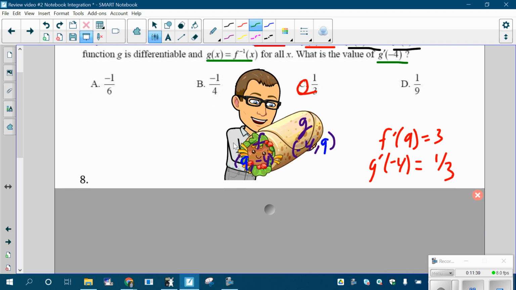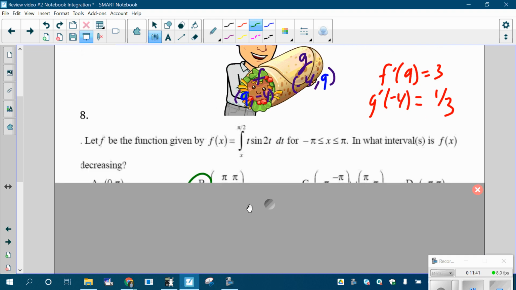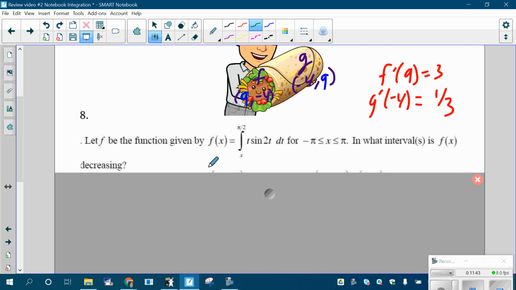Cool. Buddy points. Check, check, check. Cool. F is this function. It's defined in this interval. It's asking us on what intervals is f of x decreasing. Seems easy. How do you figure out where a function is decreasing?